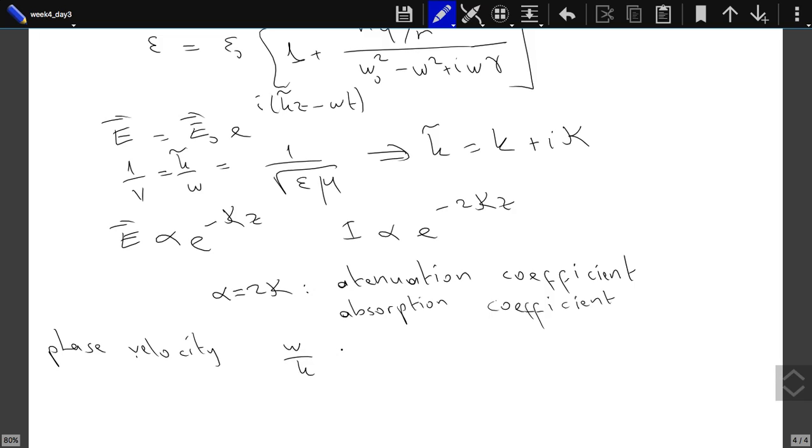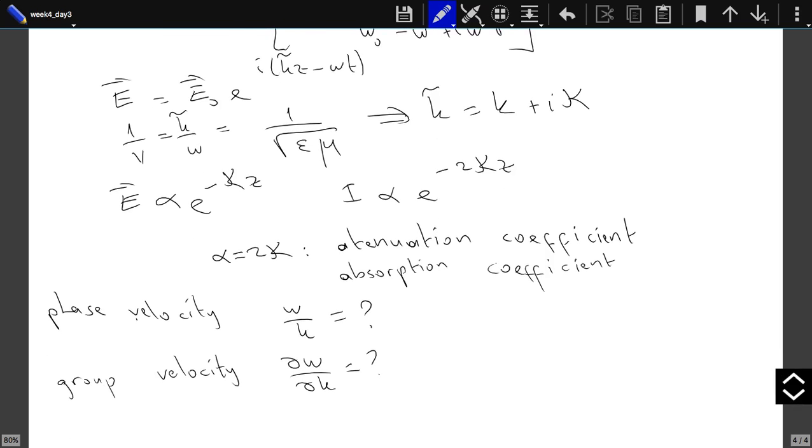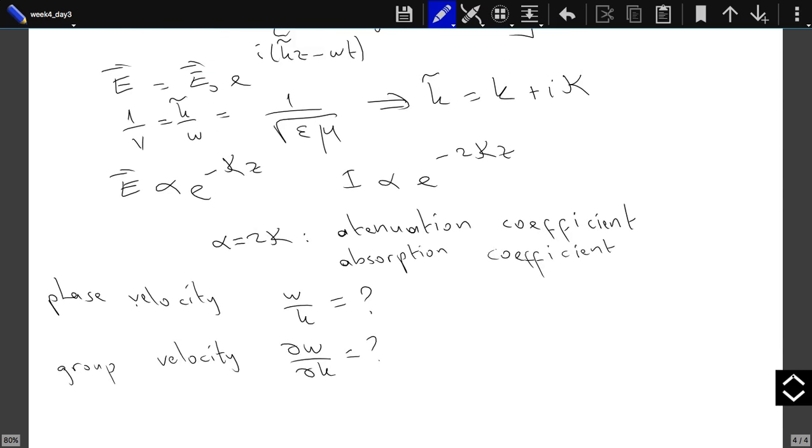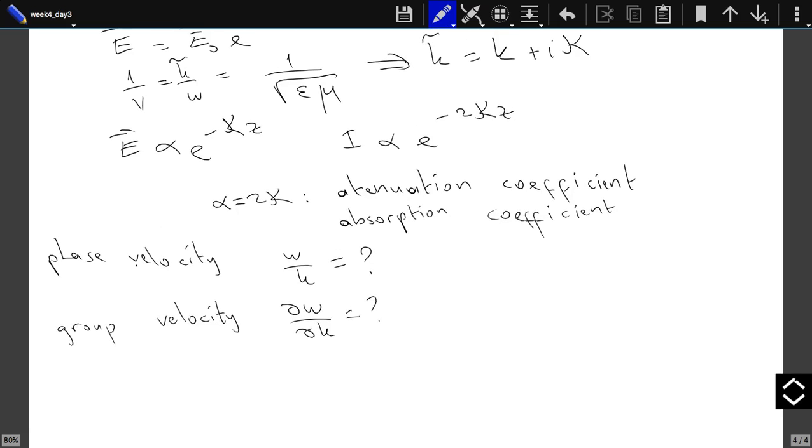Well, to find the velocity, the speed, let's say the phase velocity, it is just omega over k. Now the group velocity is del omega by del k. So let's try to find some of these expressions. Basically, we need to express omega as a function of k to be able to evaluate these in this medium.